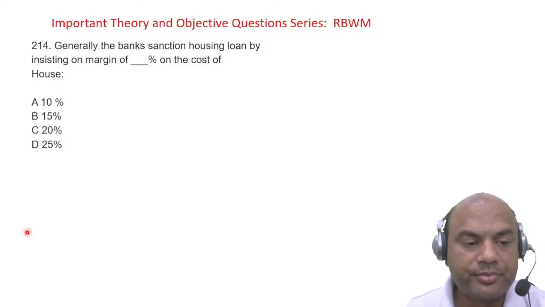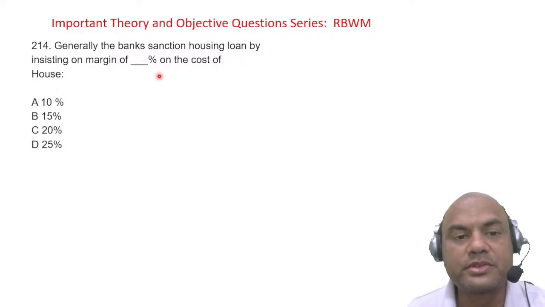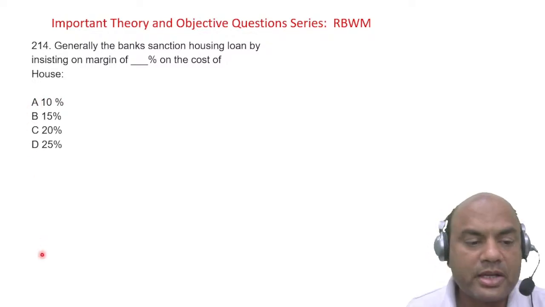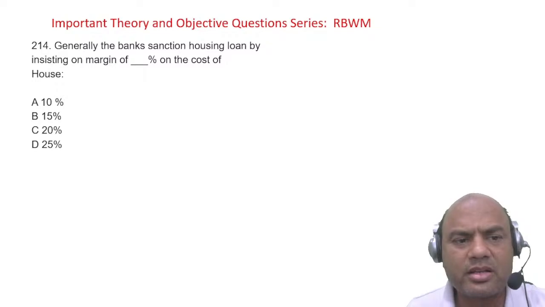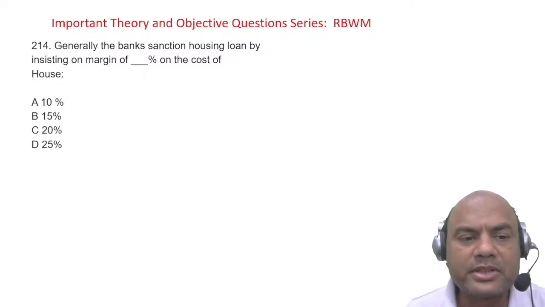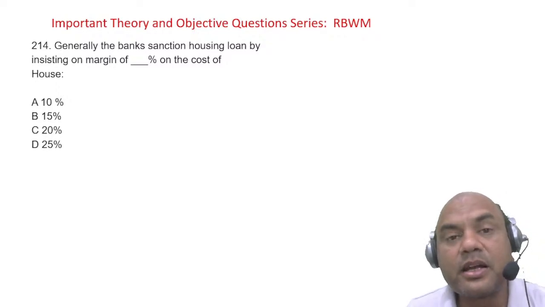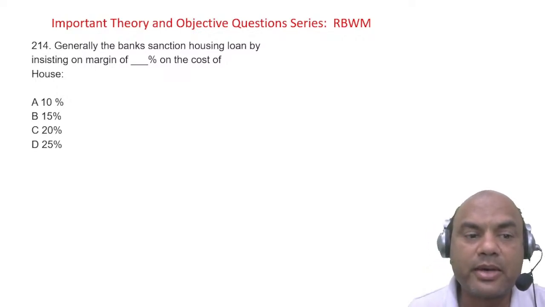Question number 1. Generally, the banks sanction housing loans by insisting on the margin of dash percent on the cost of house. What is the margin which the banks insist? 10, 15, 20 and 25. Generally, somebody can argue, sir, we don't charge this 20% or 25% or whatever it is. But there is a general tendency among all the banks.